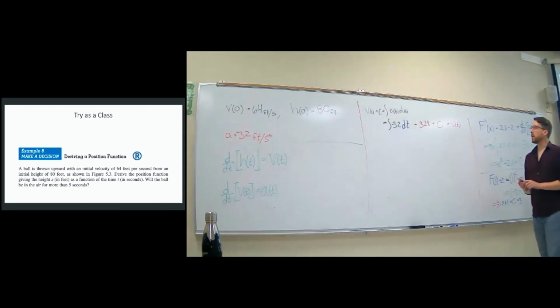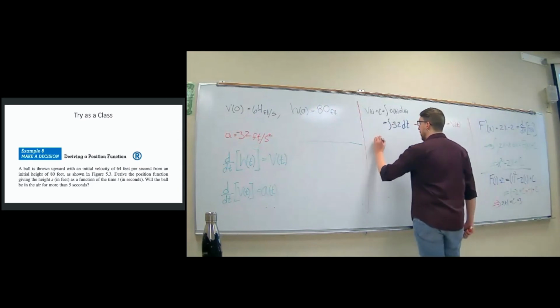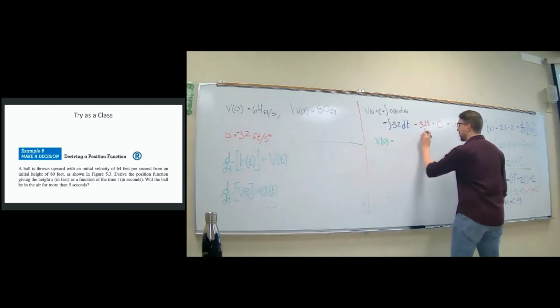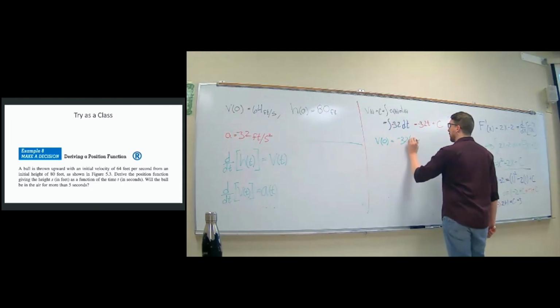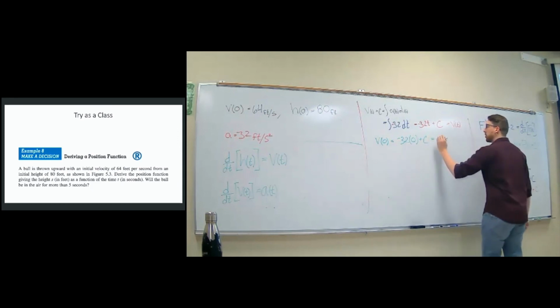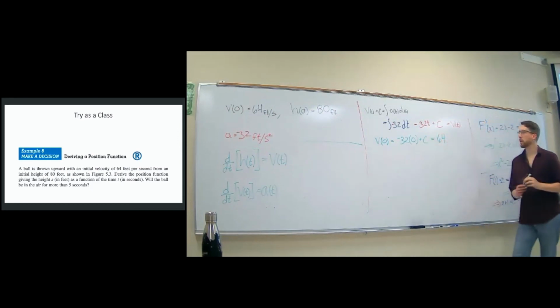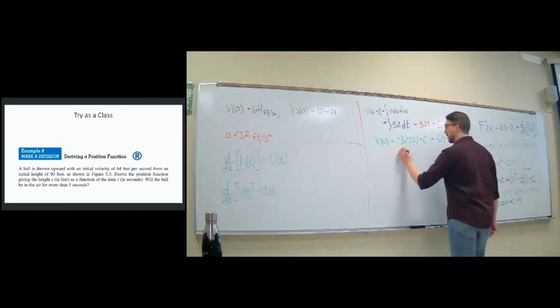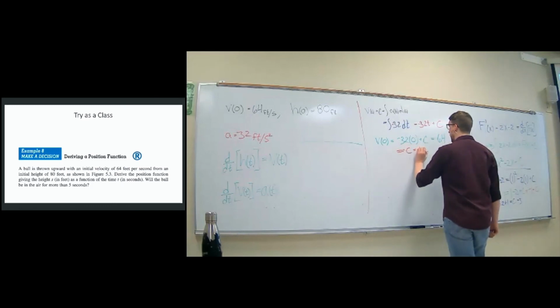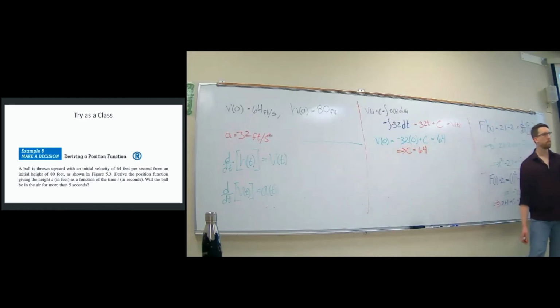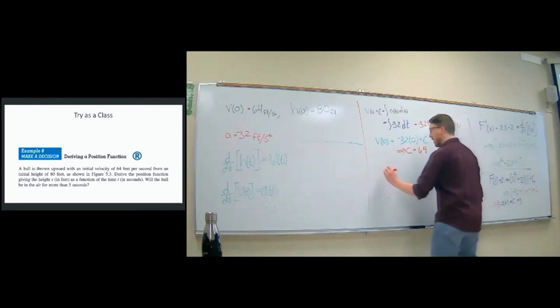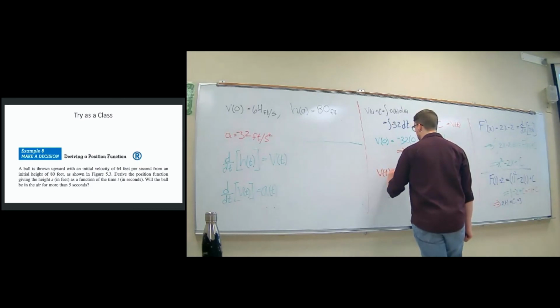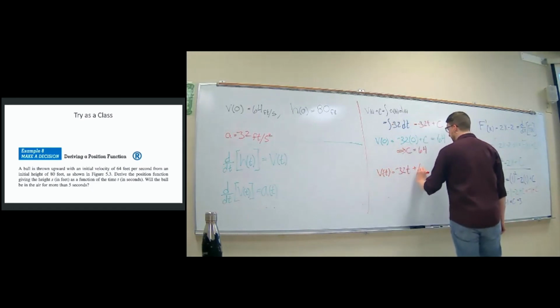Now, going back to what I was saying, we know v at time 0, which is equal to negative 32 times 0 plus a constant, is equal to 64 feet per second. Well, that just tells us directly that c is equal to 64, right? So our velocity function then has to be equal to negative 32 times t plus 64.